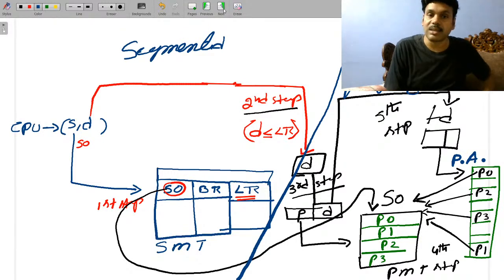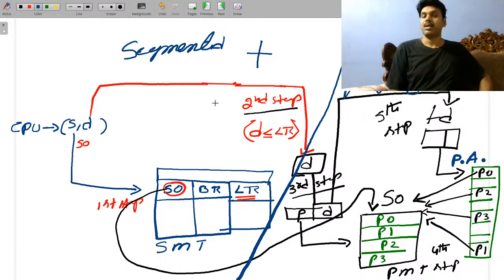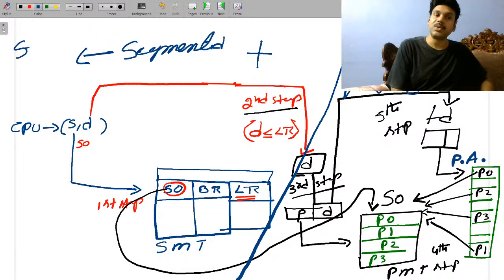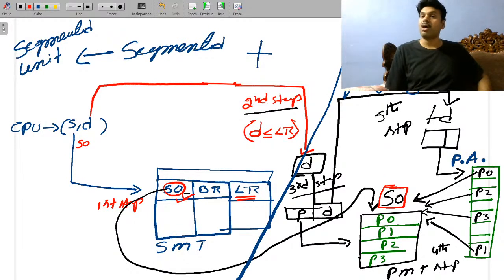And the second one, please understand, is one important point. I have used segmentation plus paging. This part is done by the segmented unit of your MMU, memory management unit, and this part is done by your paging unit. The paging unit does the paging concept, the segment unit does the segment concept. But this page map table, you need to keep it only for the corresponding segment, not for all the segments.